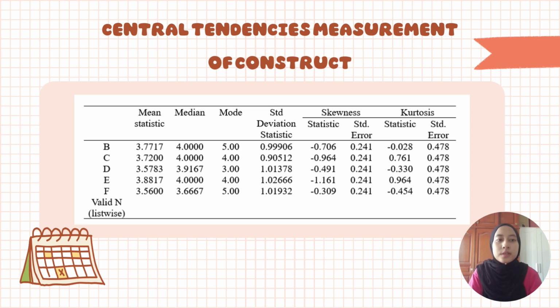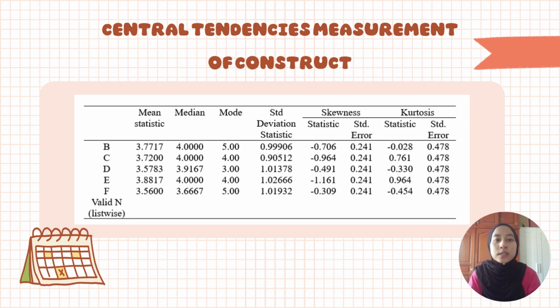Central tendency measurement of constructs displays the mode, median, mean, and standard deviation of each construct. First, the mean values. The highest mean is platform, which is 3.8817, and the lowest is student academic performance at 3.56, followed by technology 3.7717, mode 3.72, and interaction 3.5783. Second, the median value. The highest median is technology, mode, and platform, which is 4, and the lowest median is student academic performance, which is 3.56, followed by interaction 3.5783.